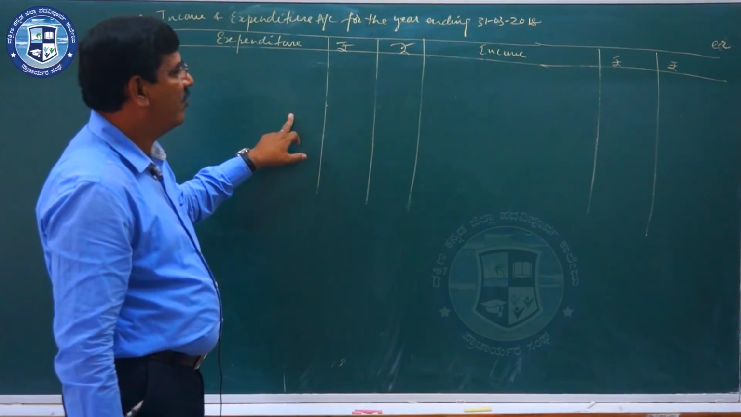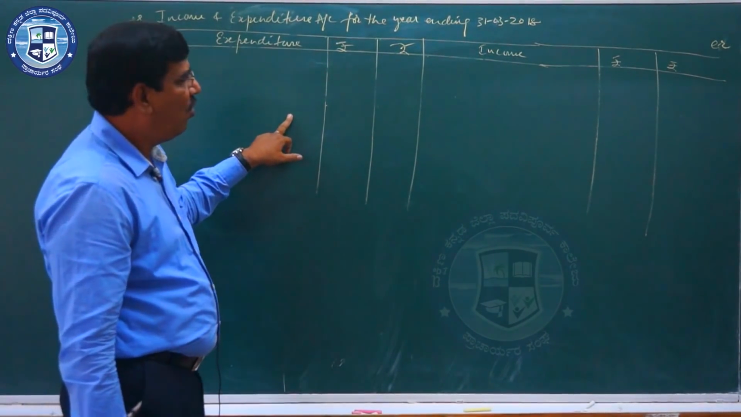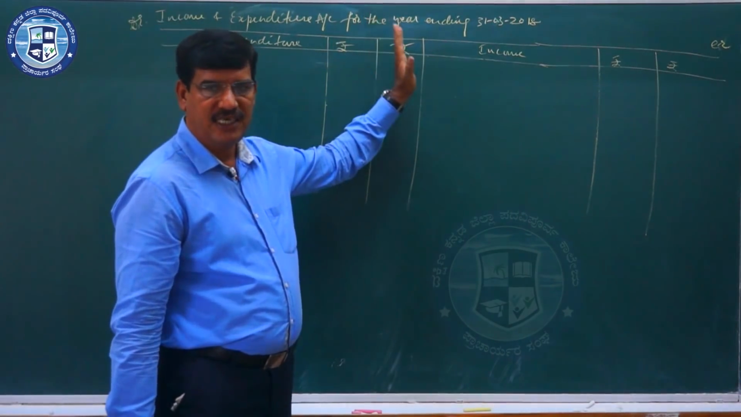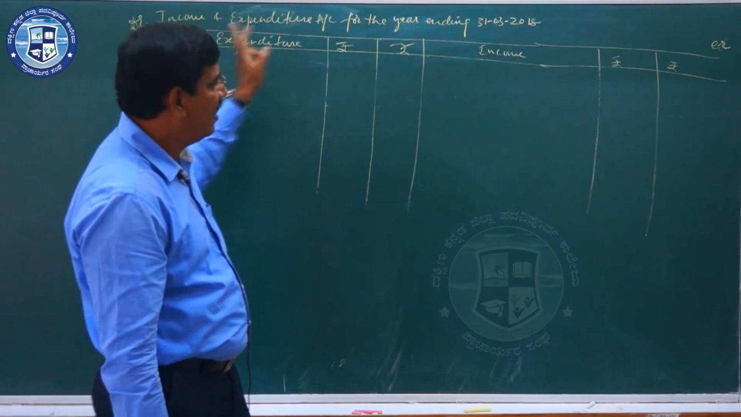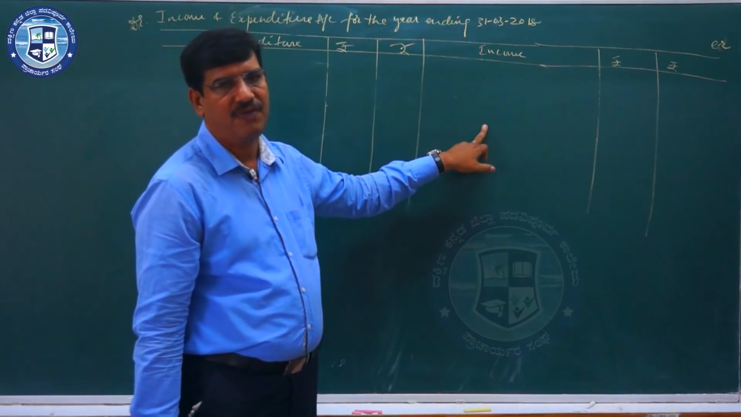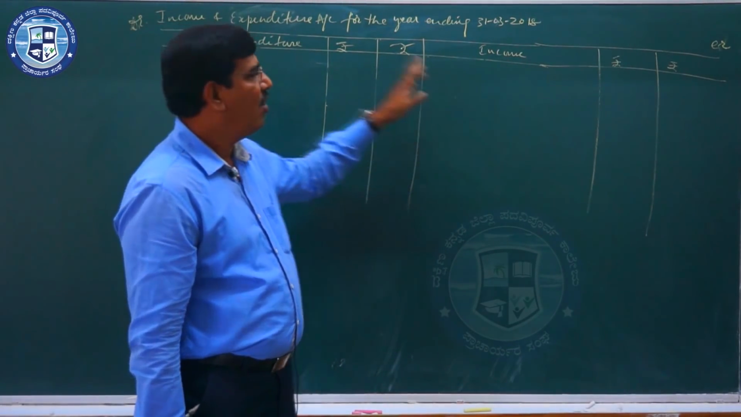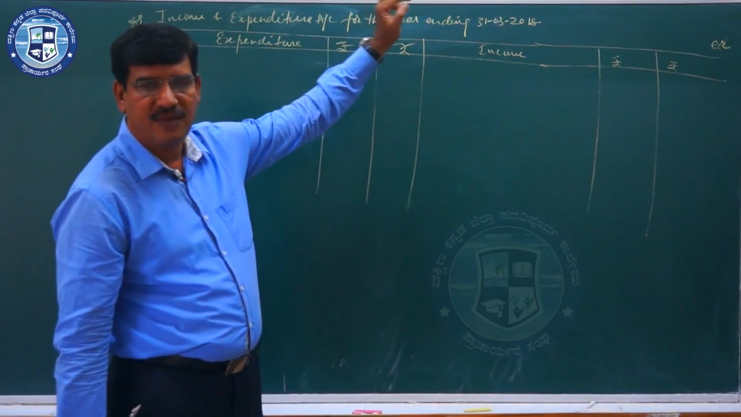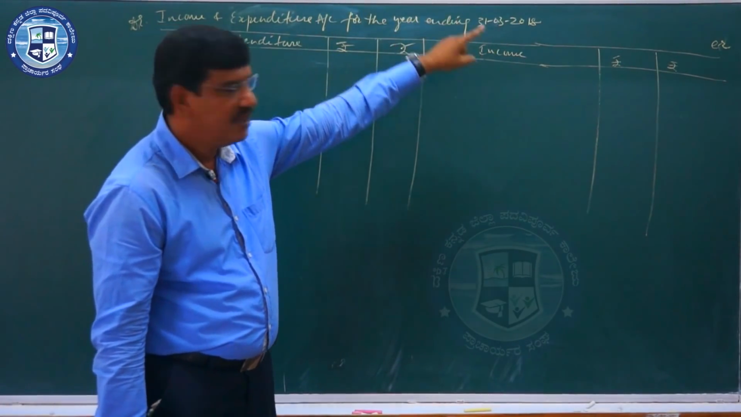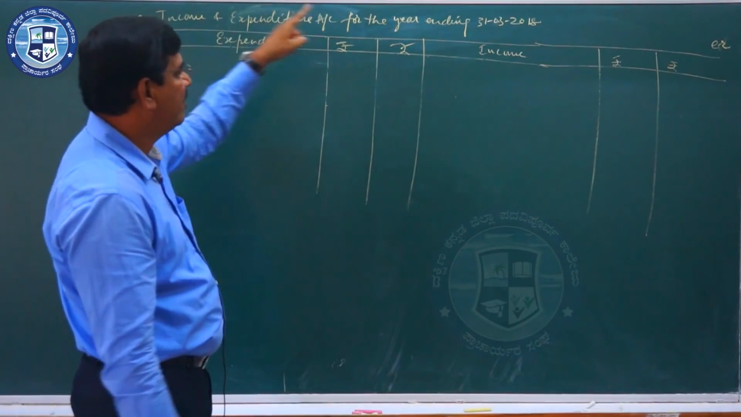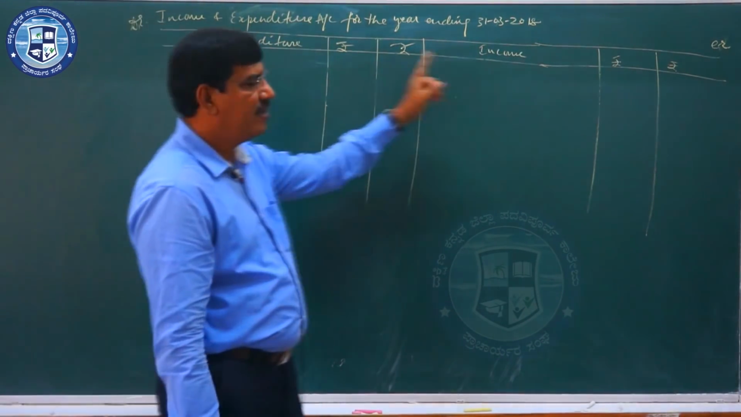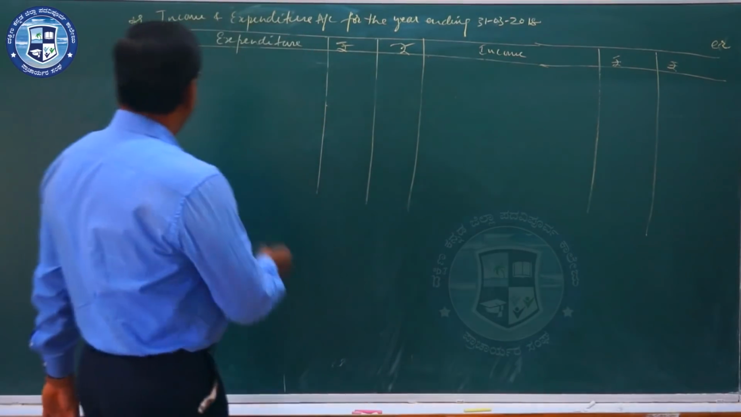So before working out the problem, we must note that all the receipts which appear on the debit side of receipt and payments account, will come to the income side or credit side of income and expenditure account. All the payments which appear on the credit side of the receipt and payments account will come to the expenditure side of income and expenditure account. Now let's see the payments one by one. Salary.